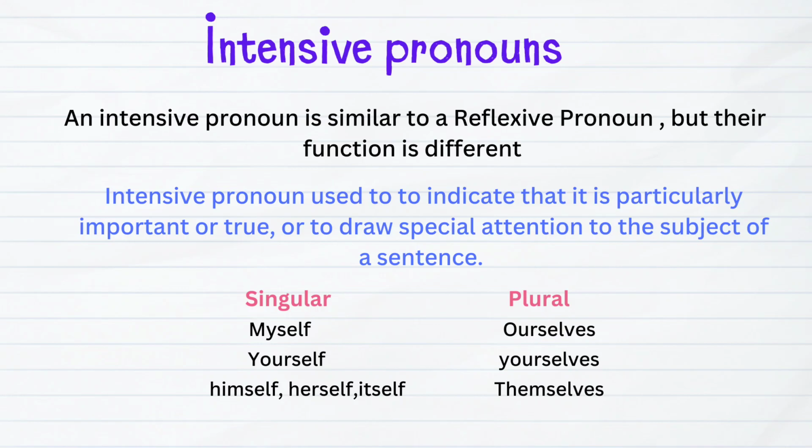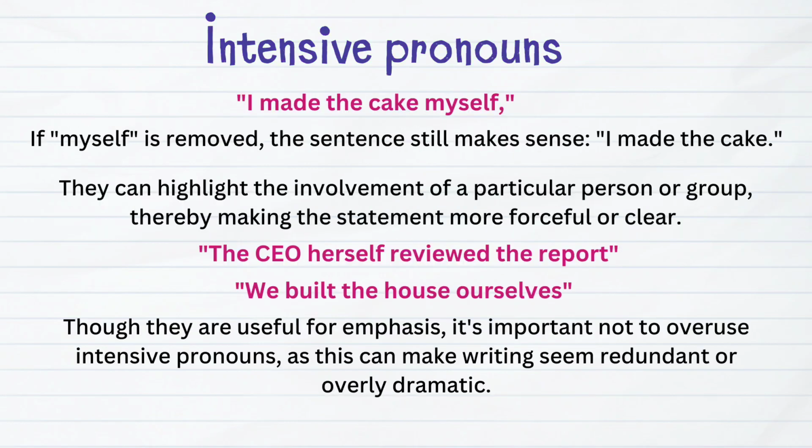The intensive pronouns we use in English are, for singular, myself, yourself, himself, herself, itself. For plurals, ourselves, yourselves, themselves. Now see an example, I made the cake myself. The word myself is used to emphasize that the speaker alone made the cake. If myself is removed, the sentence still makes sense.